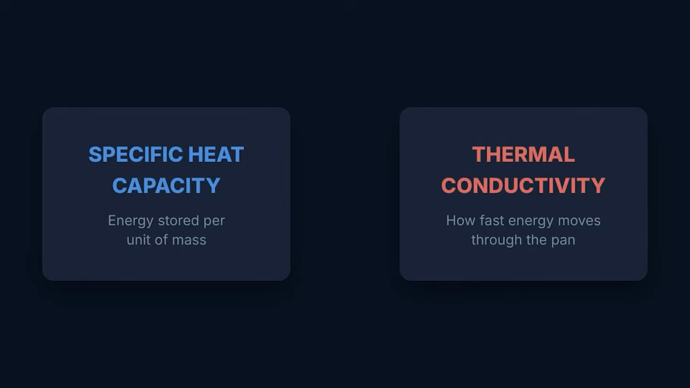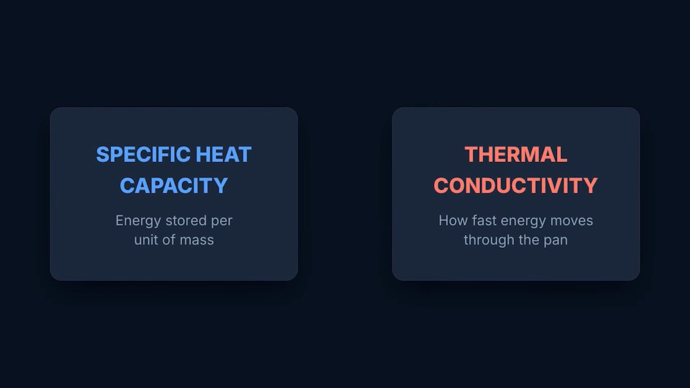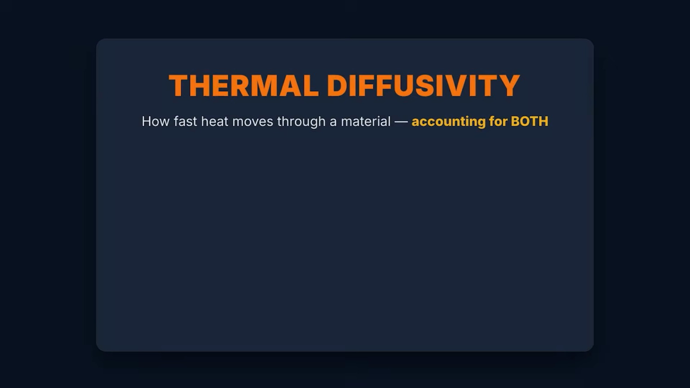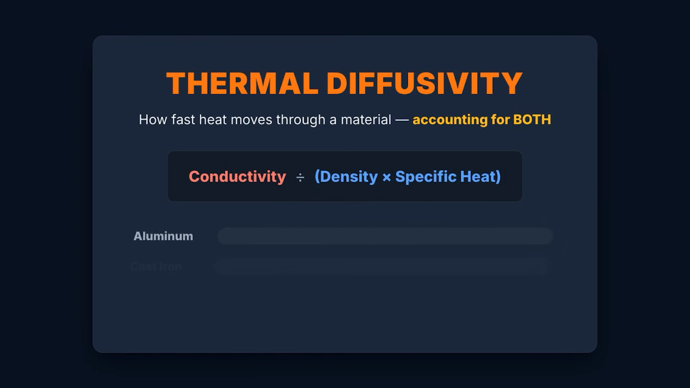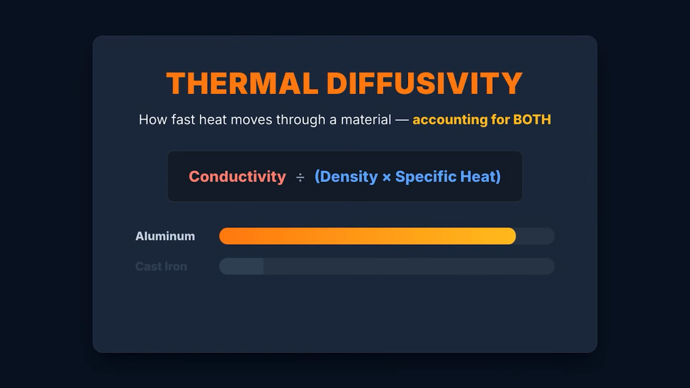So now we've got two different ideas. One is specific heat capacity. That's how much energy the pan can hold per unit of mass. The other is conductivity, how fast the energy moves through the pan. And when we combine those two ideas together, we get thermal diffusivity, which is a measure of how fast heat moves through a material after accounting for both specific heat capacity and conductivity. Aluminum has cast iron beat in this regard because it has both a higher specific heat capacity and a higher conductivity. So the temperature of an aluminum pan changes much more quickly when you adjust the burner.